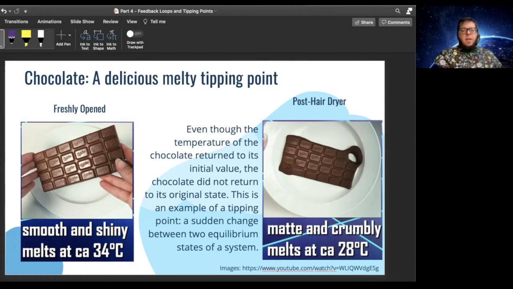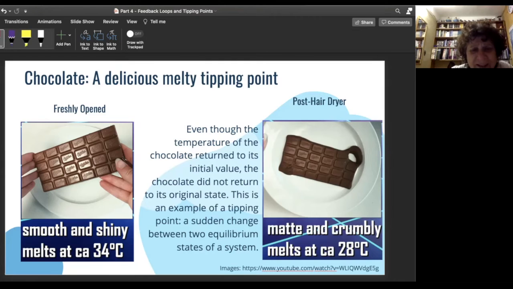it's different, right? And crucially, even though the temperature of the chocolate returned to its initial value, right? It's still at room temperature now that I'm done with the hairdryer. The chocolate didn't return to its original crystalline state. The molecules of the chocolate are in a different arrangement now. So this is an example of a tipping point, a sudden change between two equilibrium states of a system.